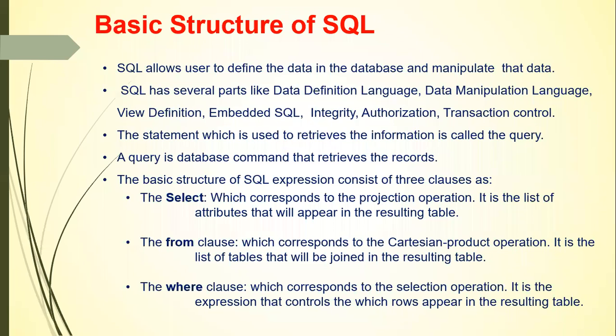Now in this basic structure we have three clauses. Okay, all three clauses are very important. According to these three clauses we can write the statement or a query of that particular database. Now what are those clauses? The first one is nothing but the select clause. What does the select clause tell? It corresponds to the projection operation in relational algebra. Projection is nothing but the relational algebra symbol. We use projection with the pi symbol.